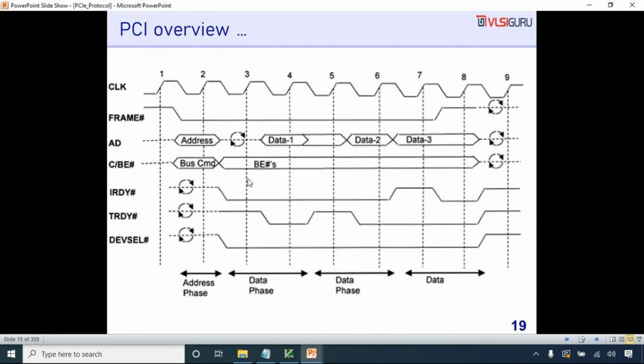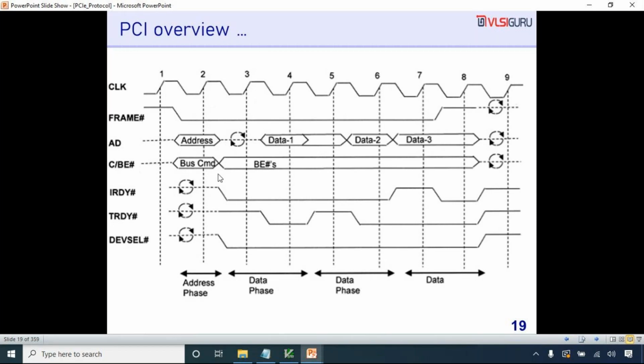So I told you that PCI is a parallel protocol. This is what I mean by parallel protocol. What you see here is there is a dedicated line for clock. There is a dedicated line to tell that frame is running now. I mean, starting from here to here, the frame is active. The transaction is active. And you can see that AD means address and data bus being shared.